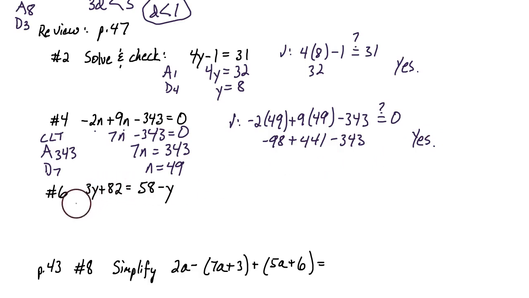Number 6, solve for y. Notice that there's a y term on both sides of the equation. We don't want that. We only want the y on the left side. So we have to do something that will cancel the negative y. What's the transformation that cancels a negative y? You add a y. 3y plus y is 4y.